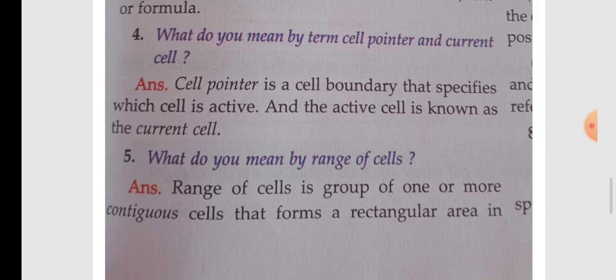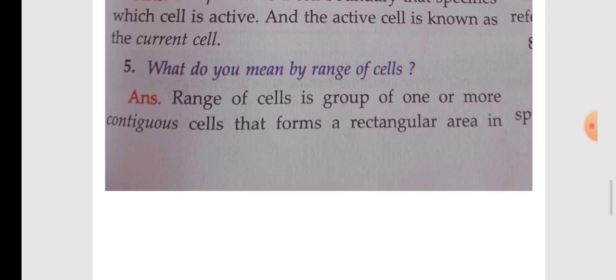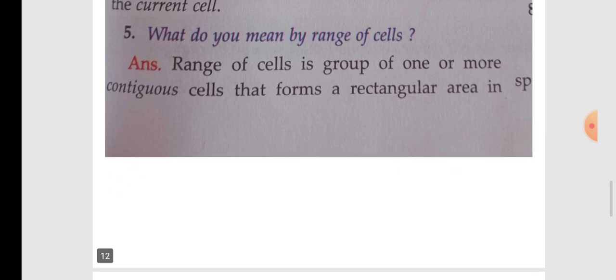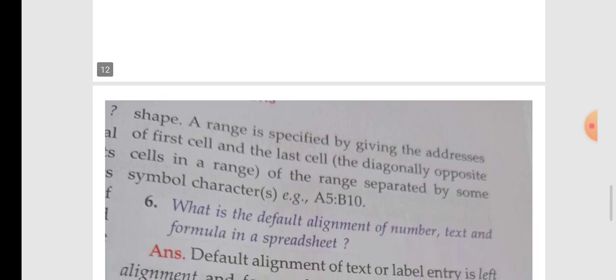Next question is, what do you mean by the range of a cell? The range of a cell is a group of one or more contiguous cells that forms a rectangular area, and a range is specified by giving the address of the first cell and the last cell. For example, A5 is a cell address, where A is the name of the column and 5 means the fifth row. A5:B10, where B10 is another cell address, and when we separate these two addresses with a colon, it simply means it is a range.